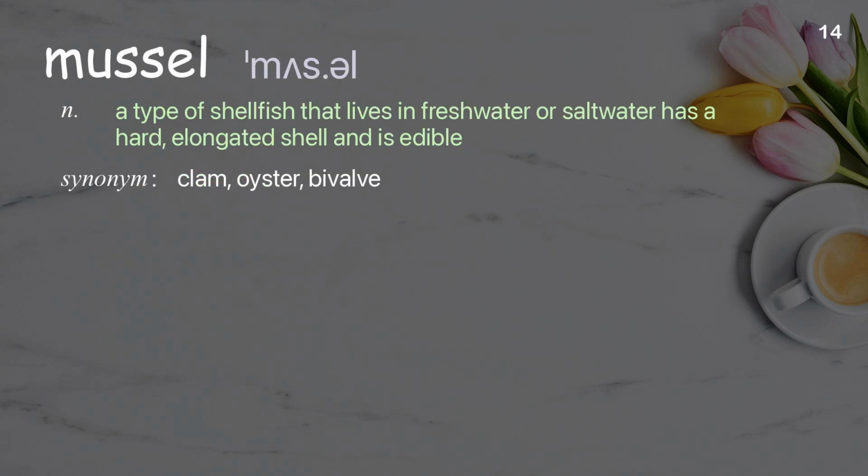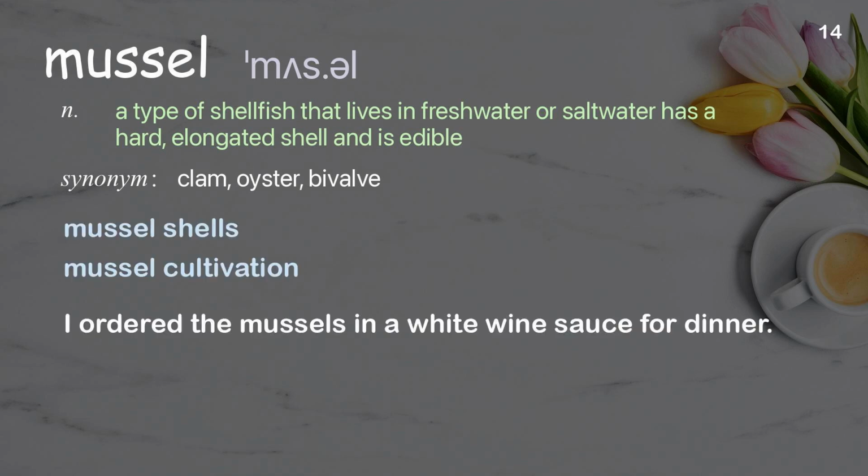Mussel. A type of shellfish that lives in freshwater or saltwater, has a hard, elongated shell and is edible. Examples: mussel shells, mussel cultivation. I ordered the mussels in a white wine sauce for dinner.